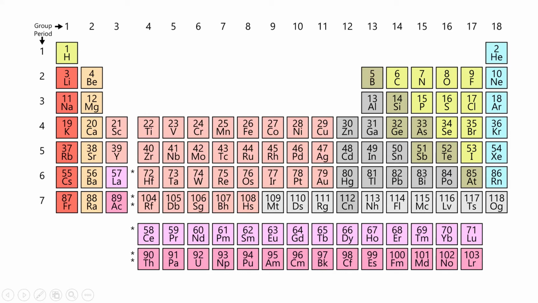Okay, so the question here: why is the nearest noble gas for boron helium, not neon? When we compare, there are 4 other elements in between boron and neon, but between boron and helium there are only 2 elements. So boron is nearest to helium rather than neon.